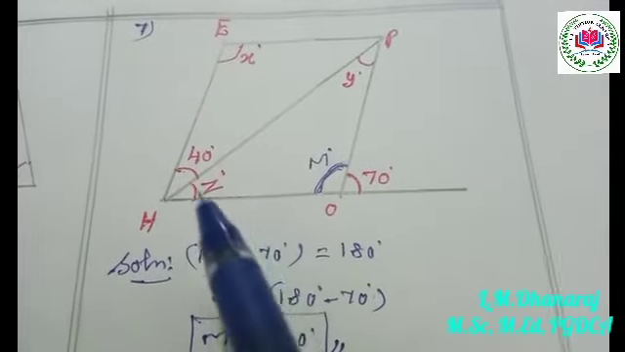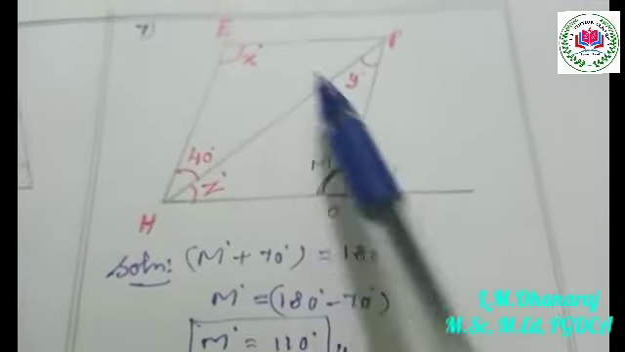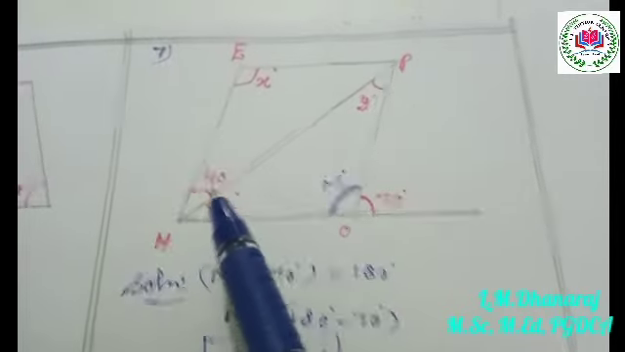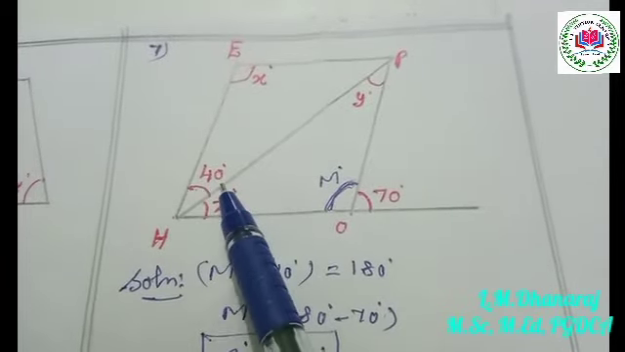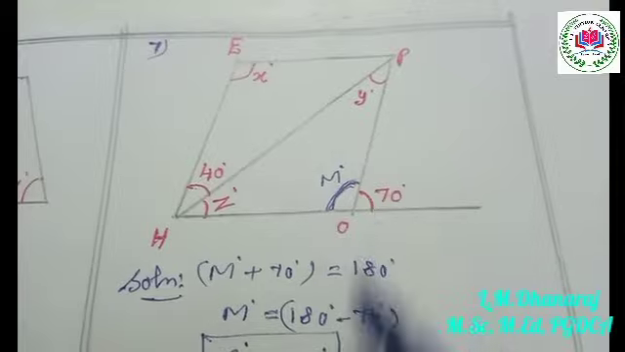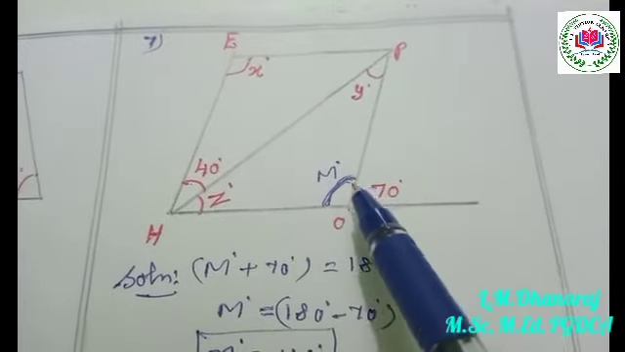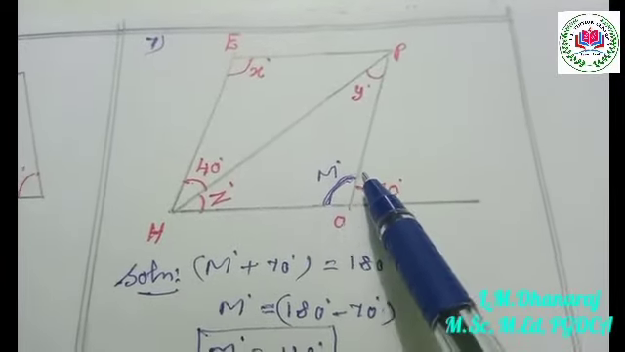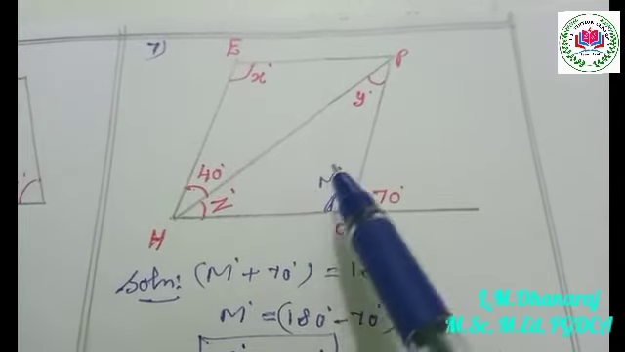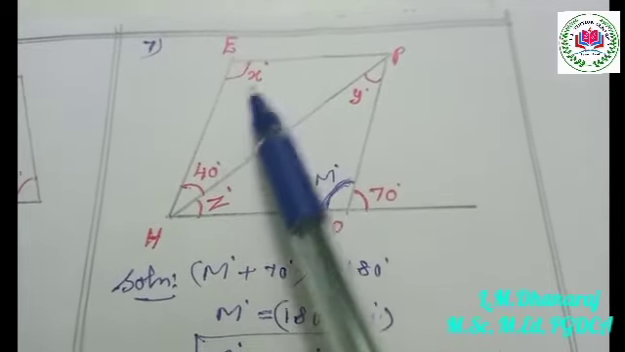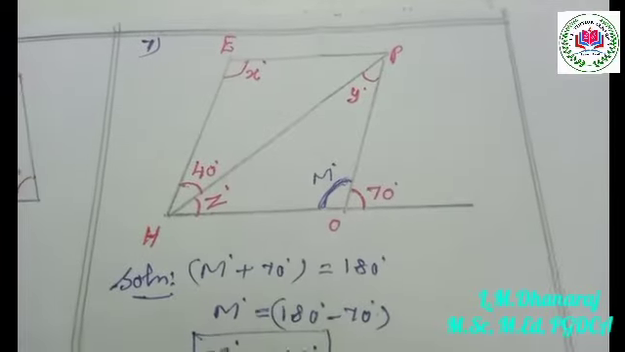Question number 7. We have to find x degrees, y degrees and z degrees. It is given that this is 40 degrees and this one is 70 degrees. Now this angle we have to consider as m degrees. All the other things are given in the diagram.